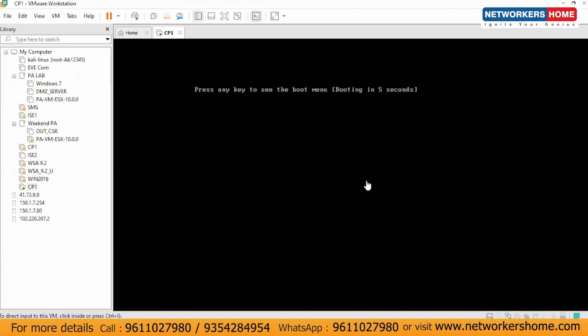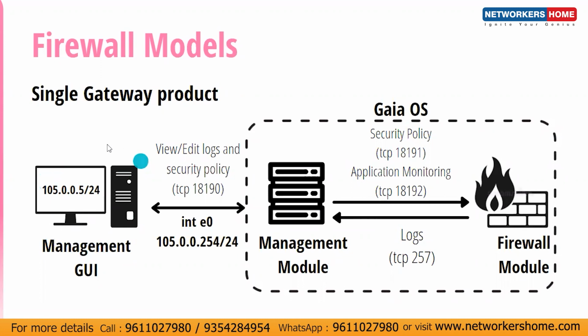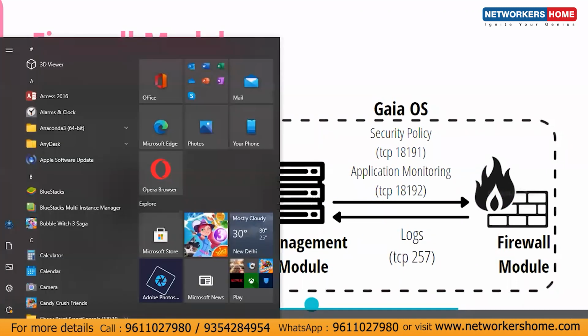Okay, so once your device gets rebooted and comes up, after that we can get access to Gaia. Through this management PC, we are going to get access to the Gaia OS, and also we are going to have the smart console access. We'll be installing a smart console on this management PC, and we'll try to get access to this management module through which we can impose any type of security policies on our firewall. Okay, so let's see.